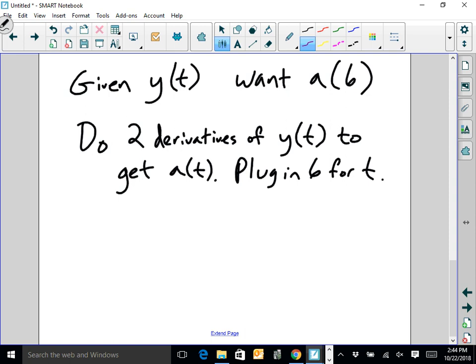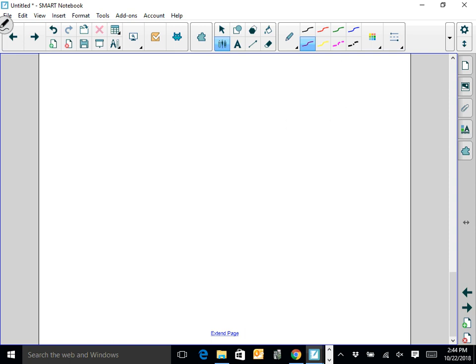Next scenario. What if I'm given x of t, another position equation, and I want object at rest.